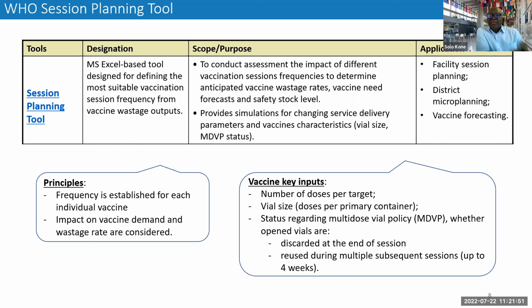The second characteristic is the vial size. The vial size is expressed as the number of doses per primary container, per vial. And the third, finally, is the status regarding the multi-dose vial policy: for the particular vaccine I'm planning to use, whether the open vial should be discarded at the end of the session, or can be reused during multiple subsequent sessions up to 4 weeks, as the policy has stated. Next slide.